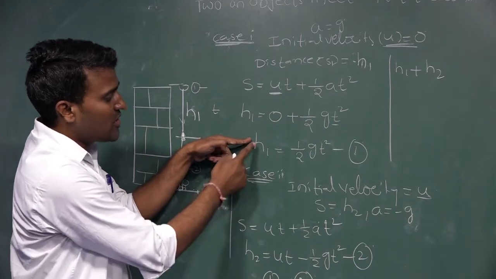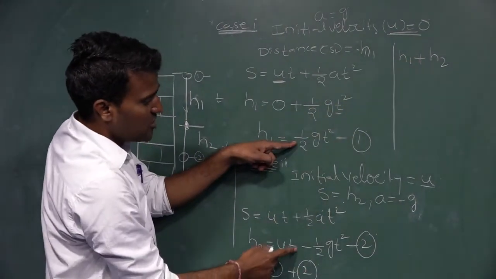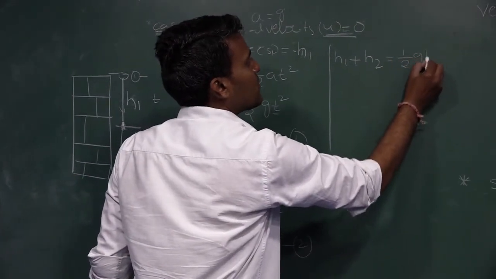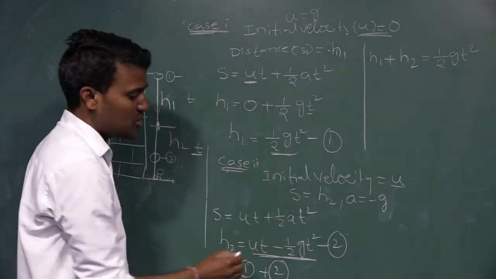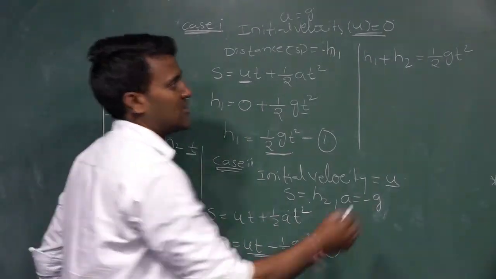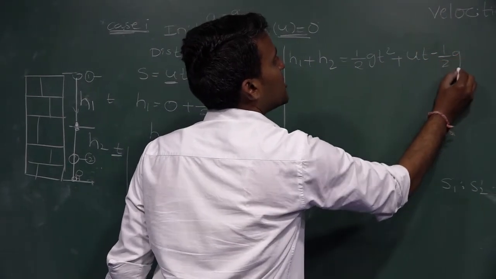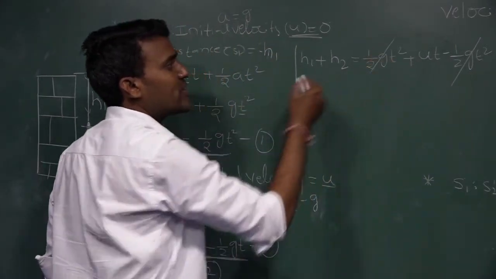So these two are the LHS, h1 plus h2. I am writing the right hand side, these two you have to add. That is equal to half g t square, and this side it is nothing but this equation, u t minus half g t square. So plus u t minus half g t square. Here the half g t square gets cancelled.